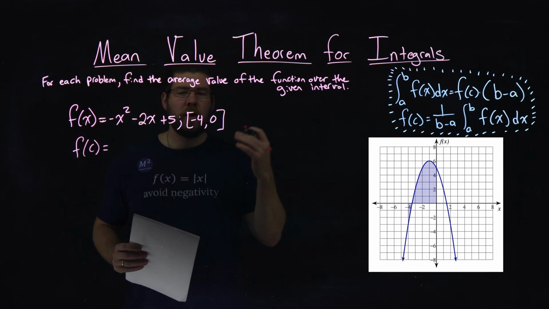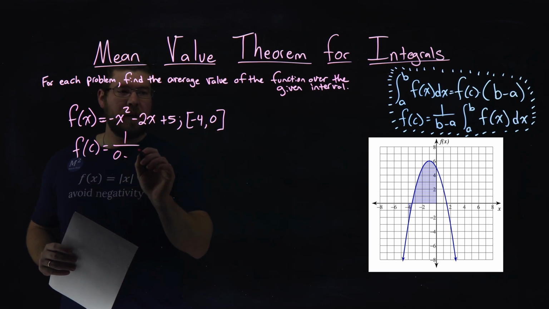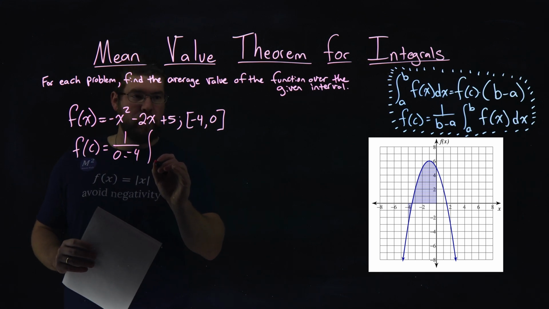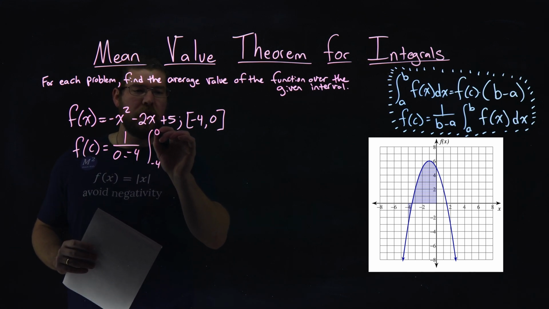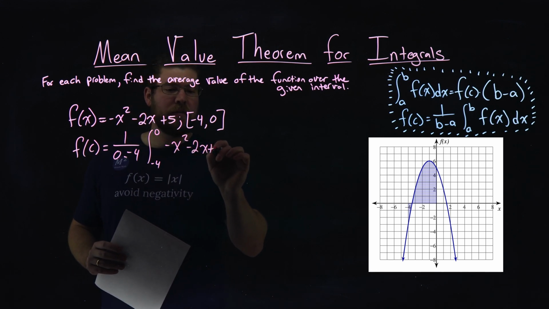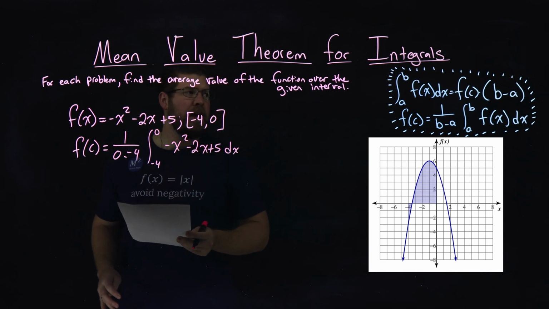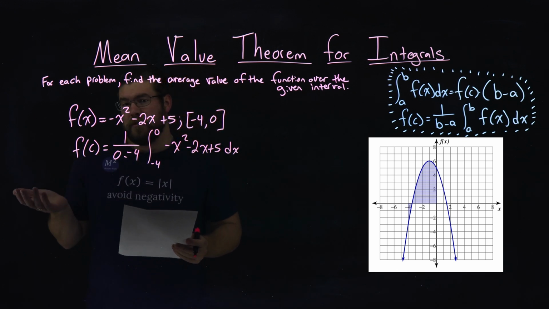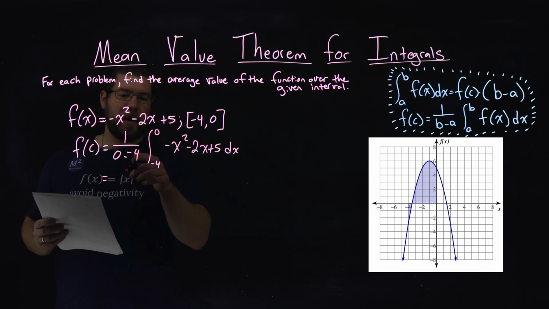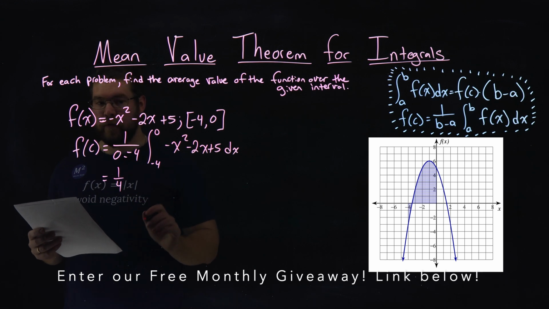They tell us that it's 1 over b minus a, so the b value would be 0, 0 minus a, negative 4, the integral from a to b, so negative 4 to 0, of our function, negative x squared minus 2x plus 5 dx. Okay? And then from here, we need to just solve this, right? But pretty easy. 0 minus a negative 4 is plus a positive 4, so we have a 1/4 out front.